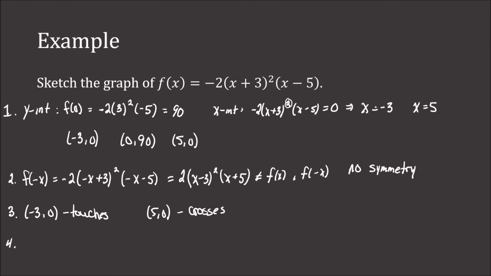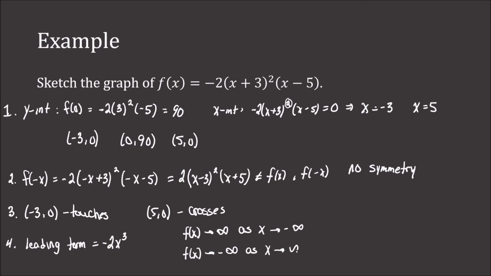Fourth, we were to determine the end behavior. Well, the leading term: this will be x squared, x, so x squared times x is x cubed, times this -2. Leading term is a -2x cubed. So what this means is that f of x will approach positive infinity as x approaches negative infinity, and f of x will tend to minus infinity as x tends to positive infinity.